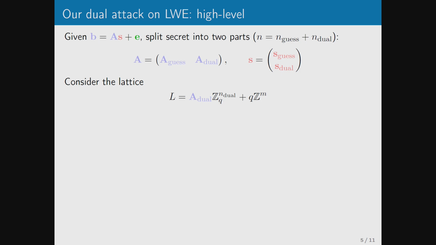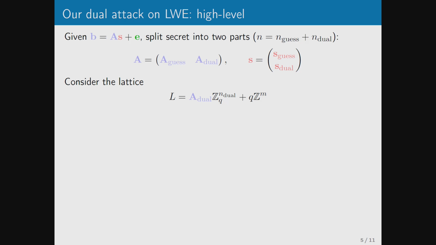Now we get to the unfortunate technical slide of the presentation, because I'll actually try to explain a little bit what a dual attack is and how it works. So I apologize for the technical slide. Remember, we're given an LWE sample, (A, B), and B is AS plus E. We don't know S, we don't know E.